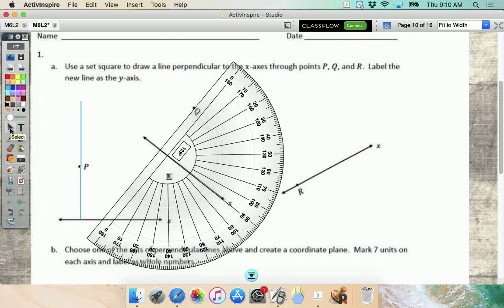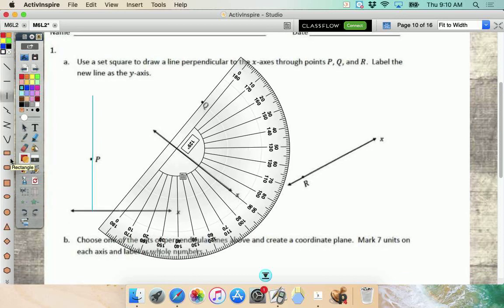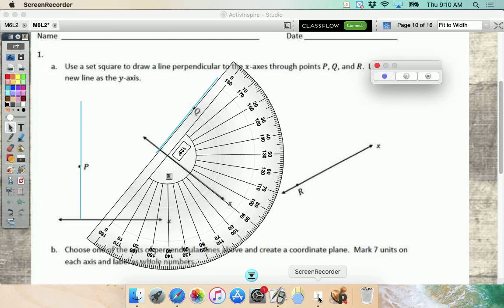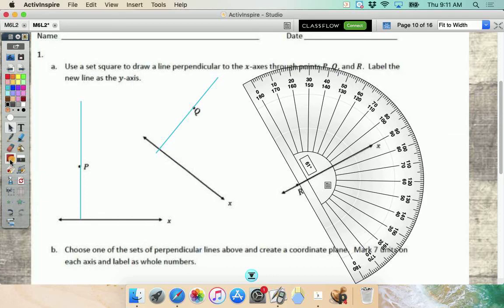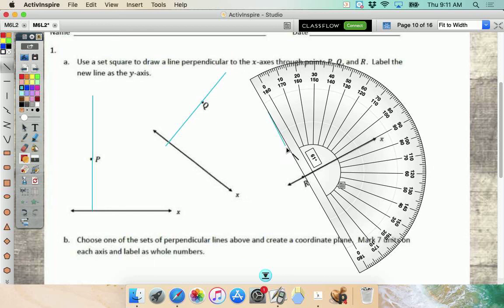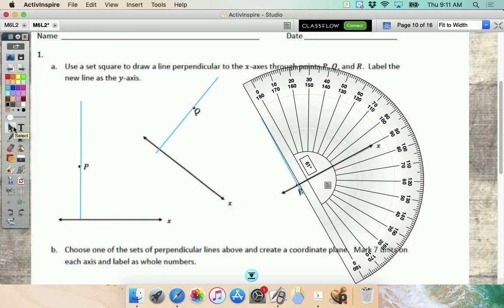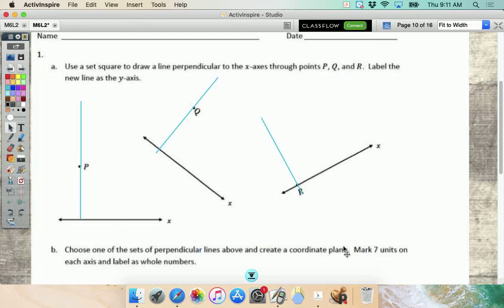Okay, now through Q. Whoops, I'm not on diagonal, am I? Better get on diagonal. There we go. And now through R. Okay. Now it says, you guys have those done?